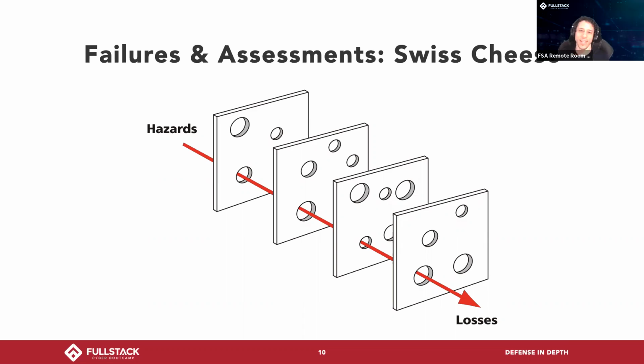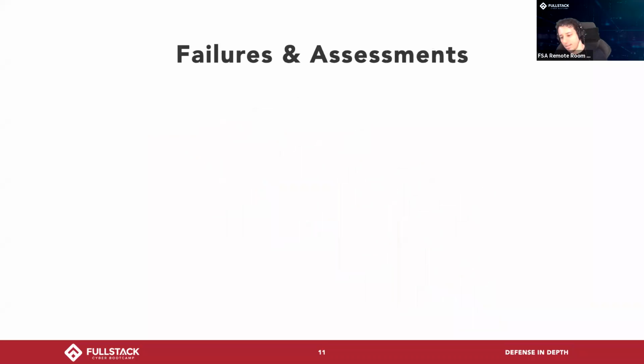But here's the idea, right? Every wall you put up has to have holes. Your goal is to set it up so that none of the holes line up, so that you have a complete defense. Because otherwise you have this picture here where all of the holes line up and someone's able to completely pierce through every one of your defenses. Okay, so let's talk specifically about some failures.